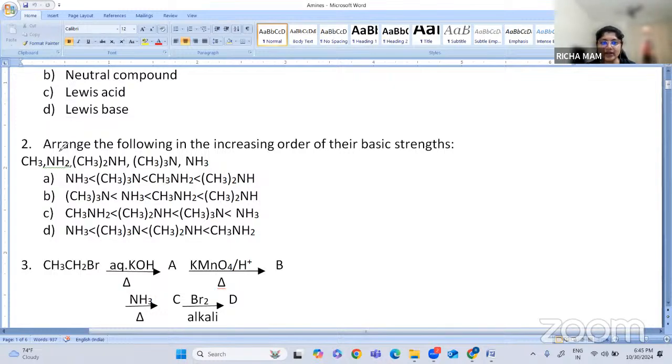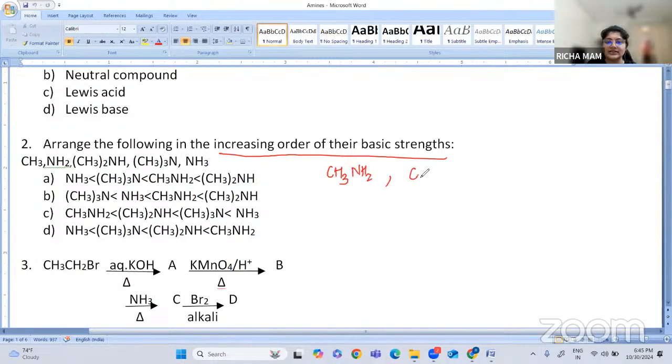You have to arrange the few compounds given here in the increasing order of their basic strength. So which are the compounds given here? The first compound is methylamine, CH3NH2.